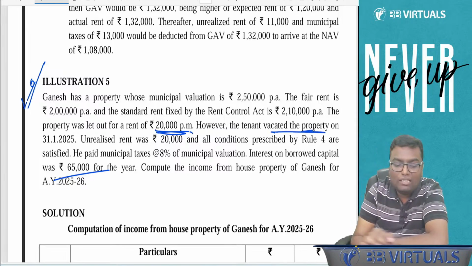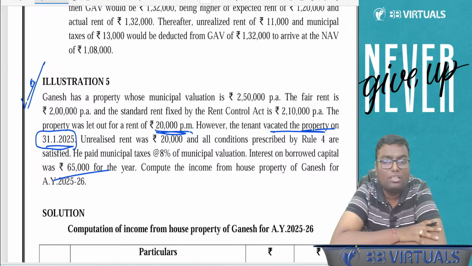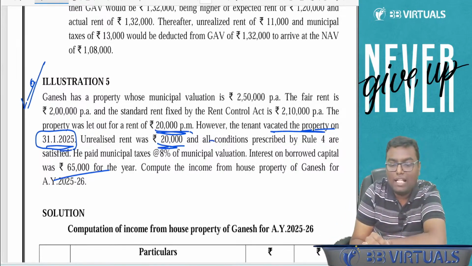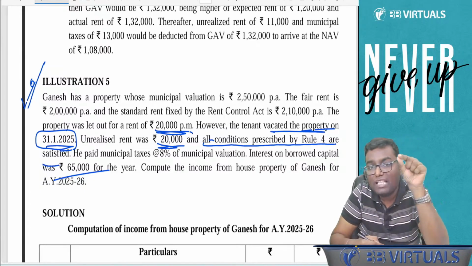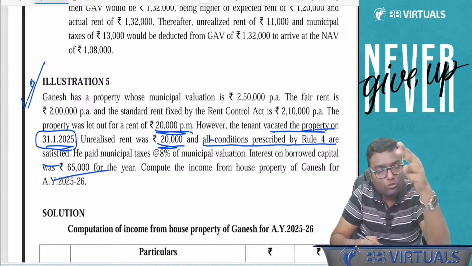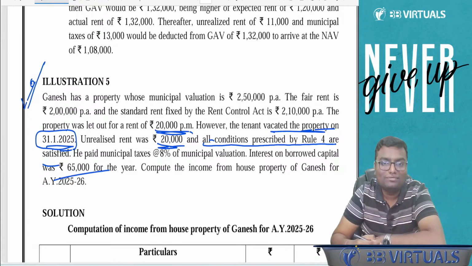However, tenant vacated the property on 31st January 2025. What is the meaning thereof? Property is rented for 10 months and it is vacated for the balance 2 months. There is a loss of vacancy of 2 months. Unrealized rent is 20,000 and all the conditions of rule 4 are satisfied. It is a very similar kind of example which I gave you for solving purpose. Two things are merged. 2 months of loss due to vacancy is also there. 1 month of unrealized rent is also there.